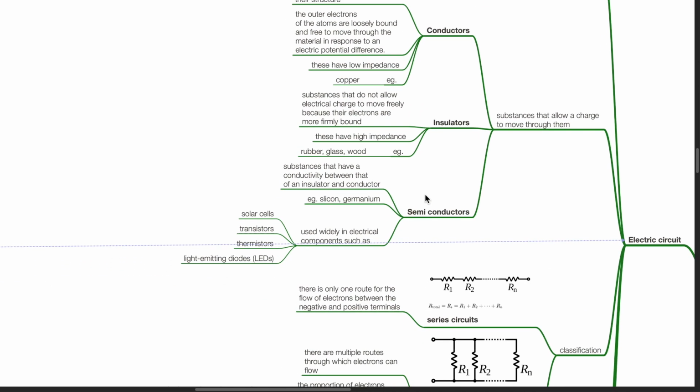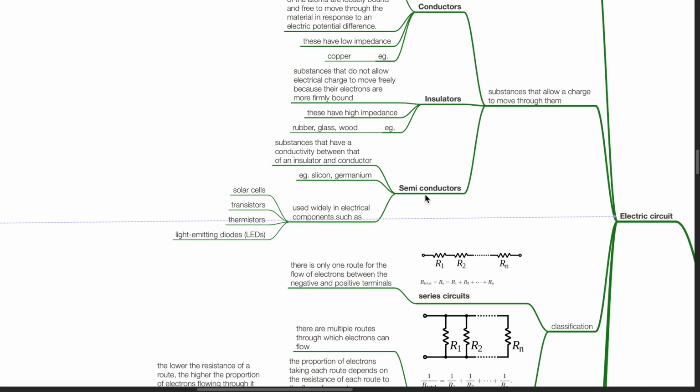Insulators are substances that do not allow electric charge to move freely because their electrons are more firmly bound. These have high impedance. Examples include rubber, glass, and wood. Semiconductors are substances that have a conductivity between that of an insulator and a conductor, for example, silicon and germanium. Semiconductors are used widely in electrical components such as solar cells, transistors, thermistors, and light-emitting diodes.